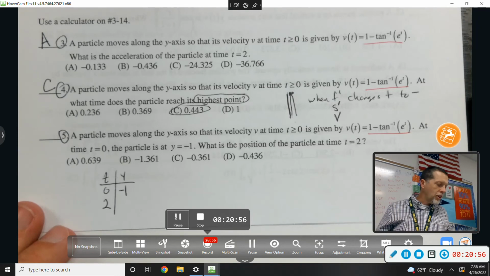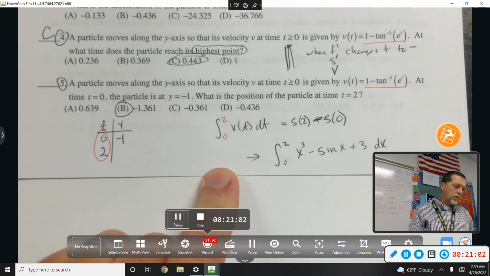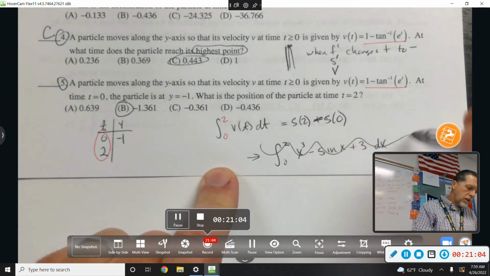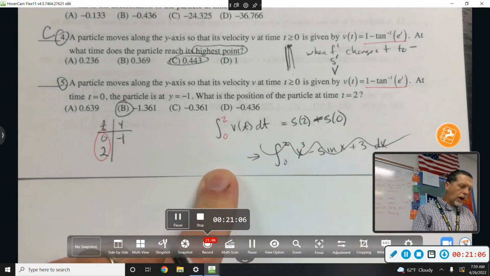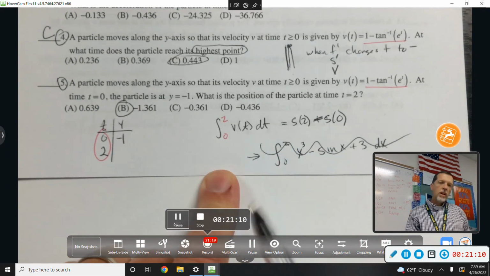So see if you can figure out number 5. It involves an integral, but it involves more than that by a little bit. So an integral from 0 to 2, because those are the 2 times you're worried about. Move things around, use the calculator, -1.3.